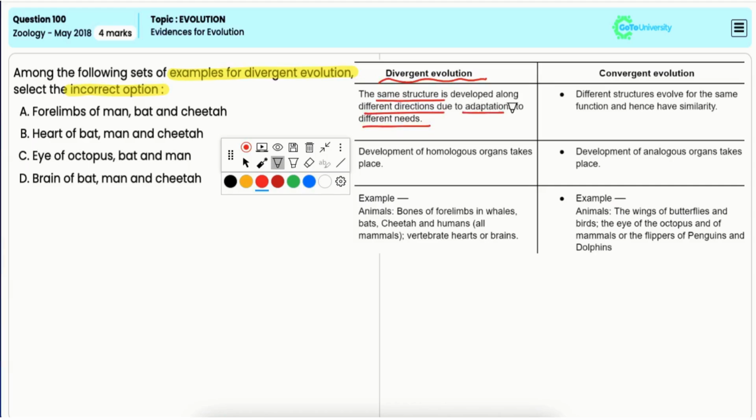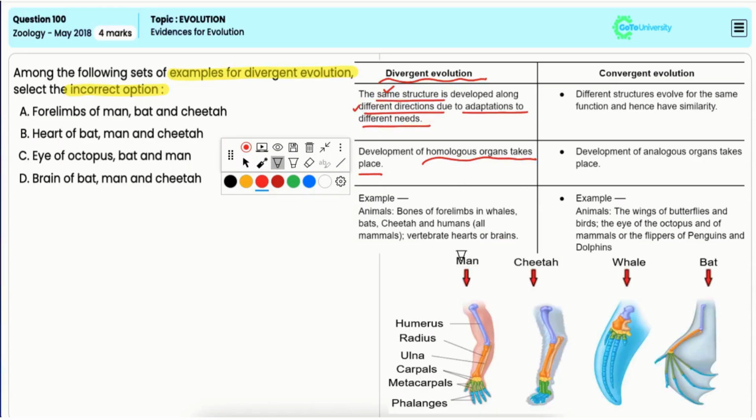environments or selective pressure. And this process often results in homologous structures, that is, structures with similar anatomy but different functions. Now, looking into the options, option A, four limbs of man, bat, and cheetah.